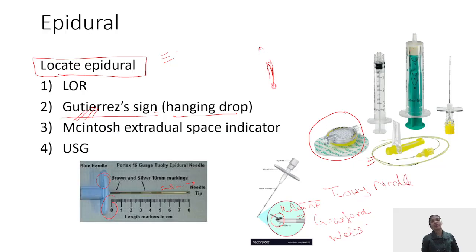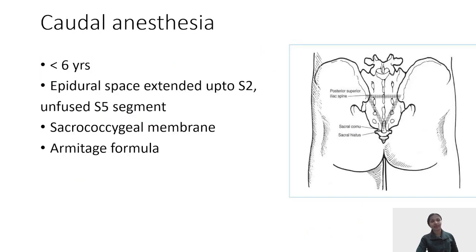Then you can have your ultrasound, and some people also use equipment which is a balloon attached to it. You fill the air in the balloon and attach it to the epidural needle, and when the vacuum comes, it will suck all the air out of that balloon. So this is how you're going to identify the epidural space.